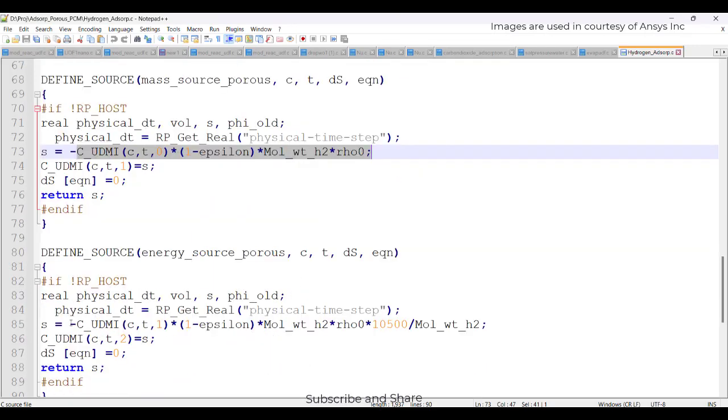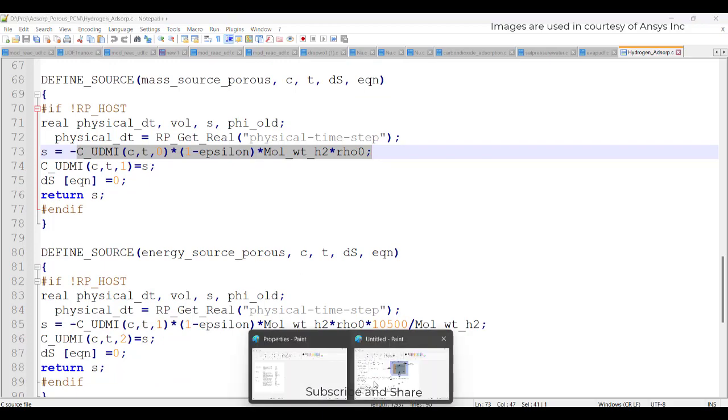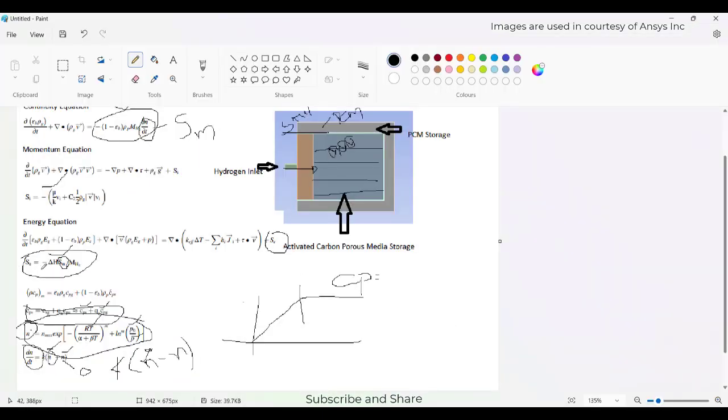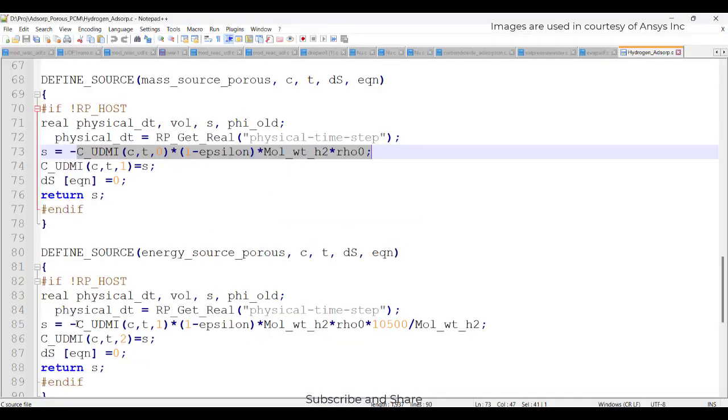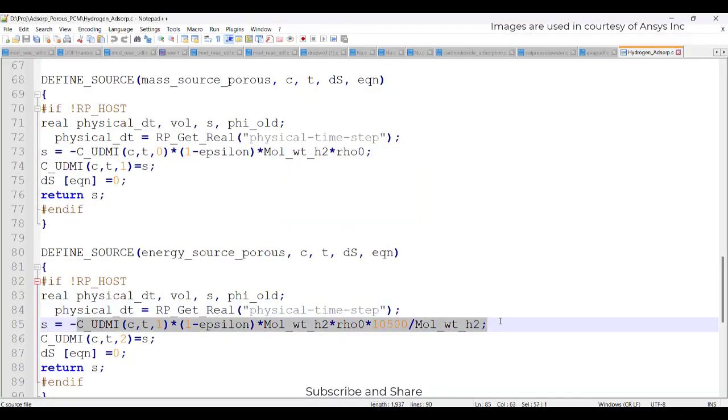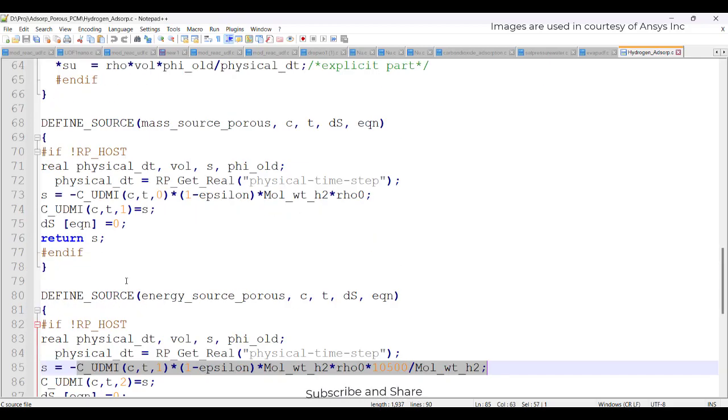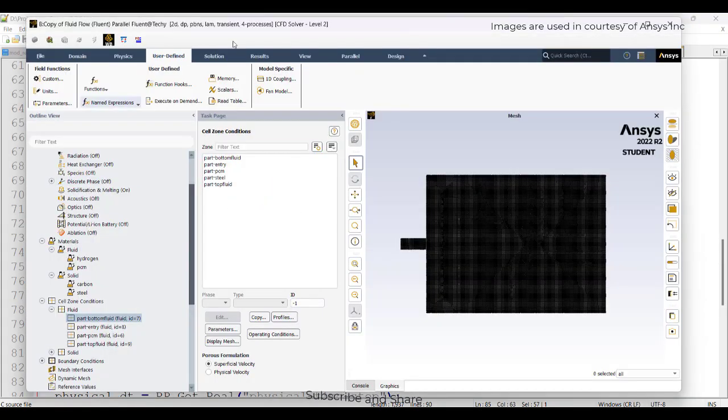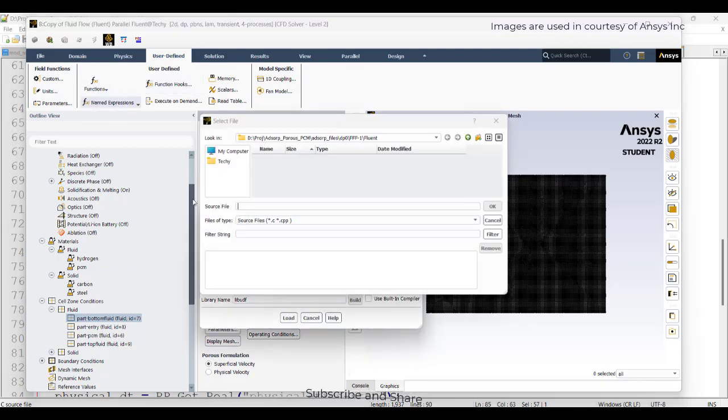Similarly, the energy term we are also removing in the same fashion, as you can see on the screen: Sc equals minus delta H Sm into m by H2, right? So the same term we are removing here using the user defined memory which is allocated, and we are saving that source term in the user defined memory C comma T comma 2. Now we will compile and load that UDF first.